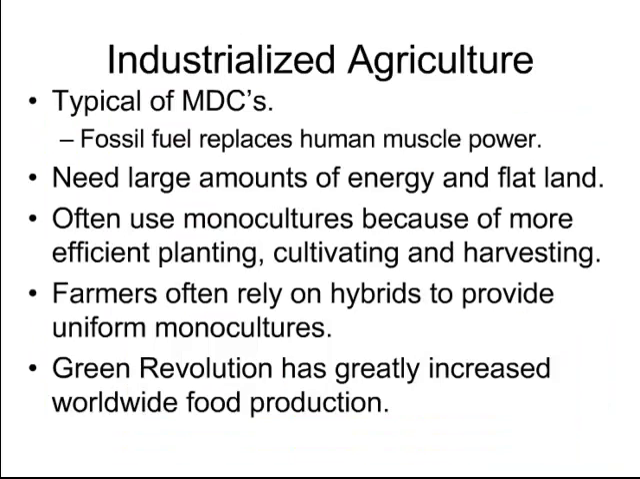The second type of agriculture is industrialized agriculture. Remember, the first type was traditional agriculture, so now we're going to talk about industrialized agriculture. Industrialized agriculture is mechanized agriculture and is found in most more developed countries. Instead of using muscle power, we're now using fossil fuels, gasoline and diesel. So on an industrialized farm, fossil fuels provide the power to run the farm.